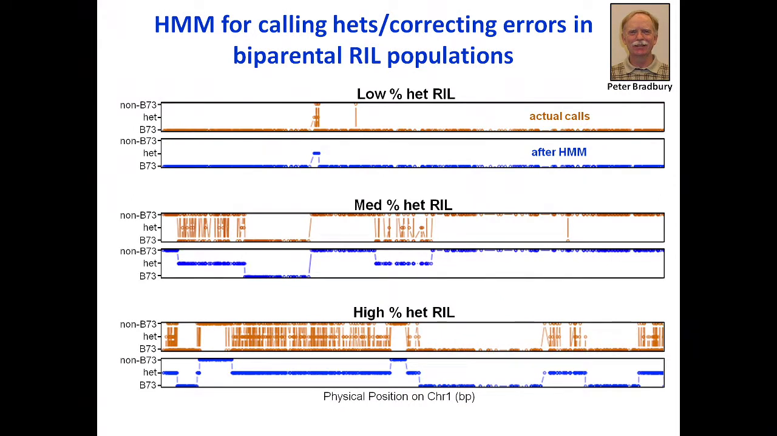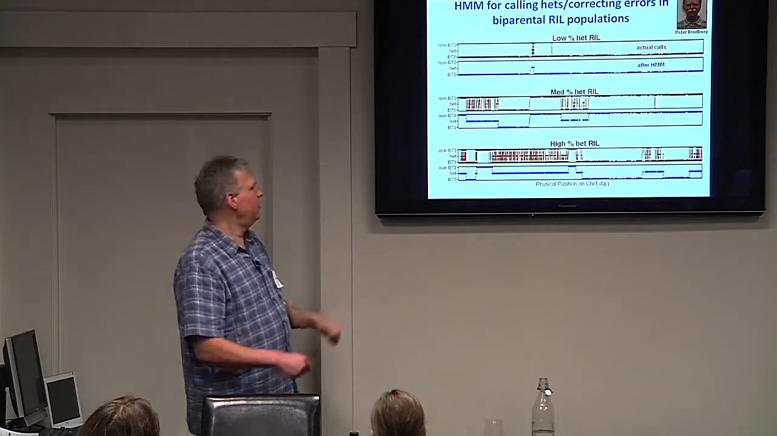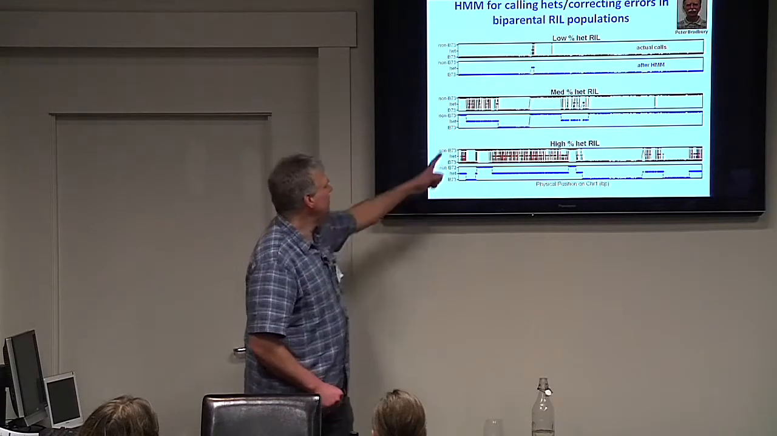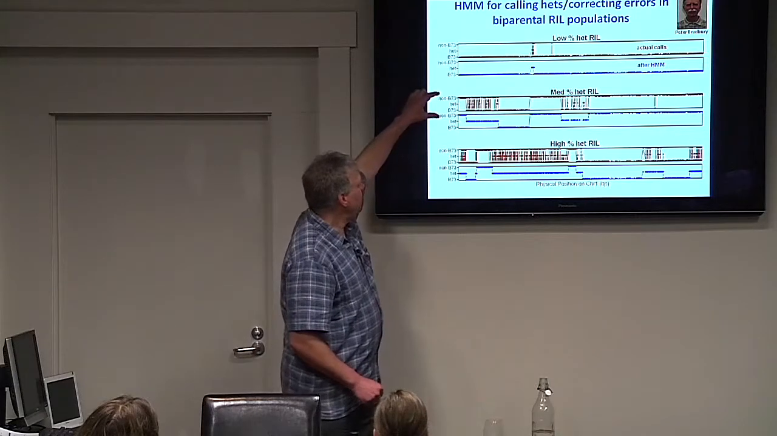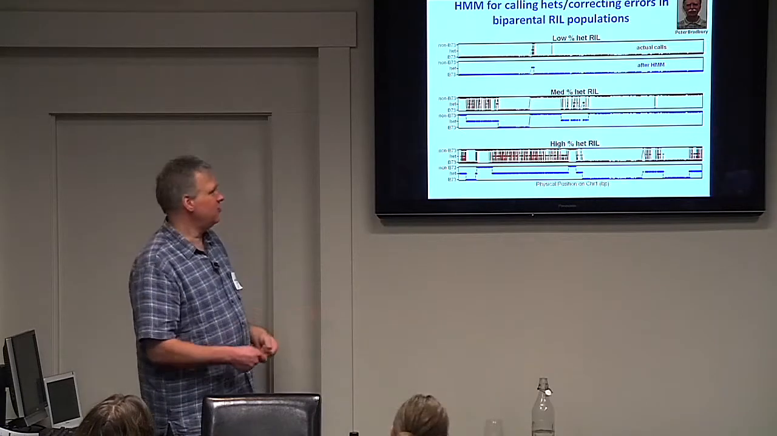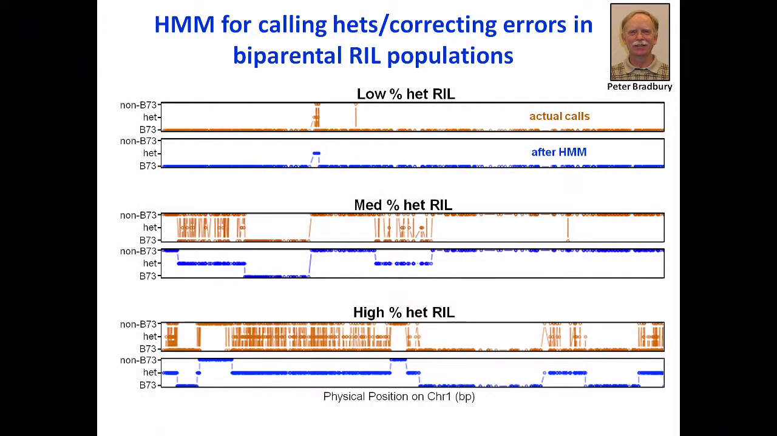So this will be a little clearer with this example here. This slide shows 3 different RILs: a low heterozygosity RIL, a medium heterozygosity RIL, and a high heterozygosity RIL. So they're not completely inbred RILs; they still have some heterozygosity in them. Let's just look at the medium one and say this segment along here. The top graph in brown is the actual observed data coming out of GBS with low coverage, and the one in blue is after applying the HMM model and figuring out what the segment is.